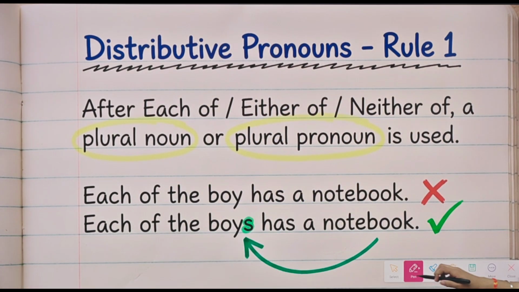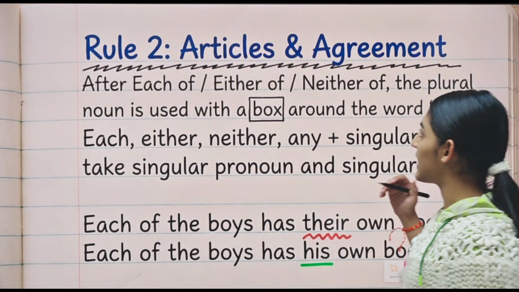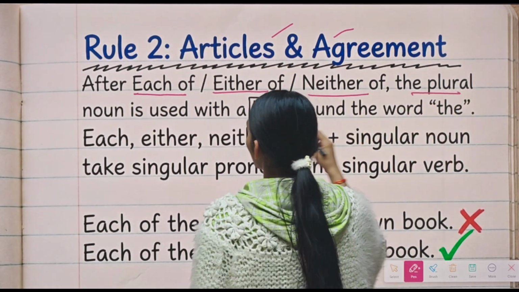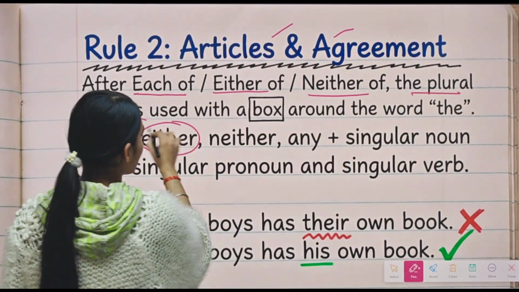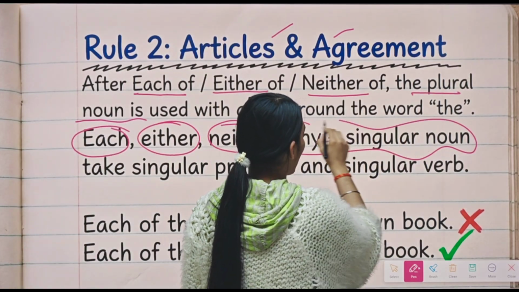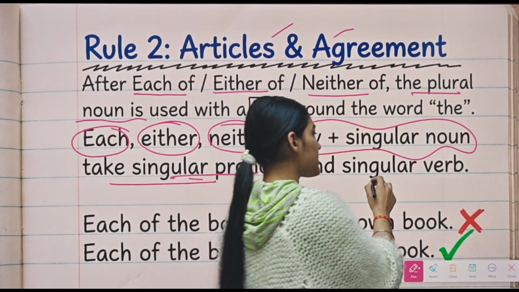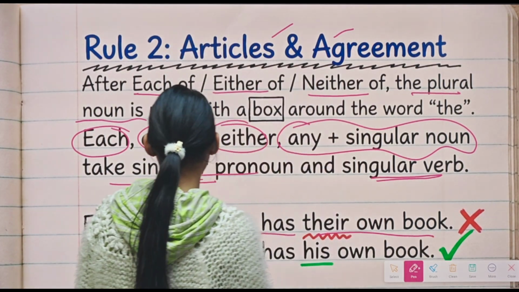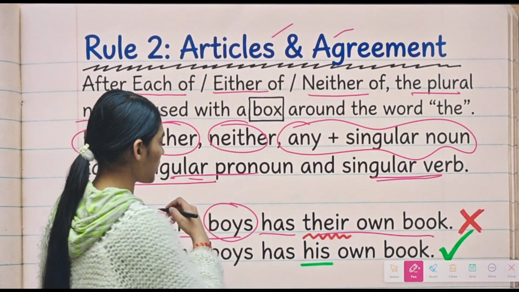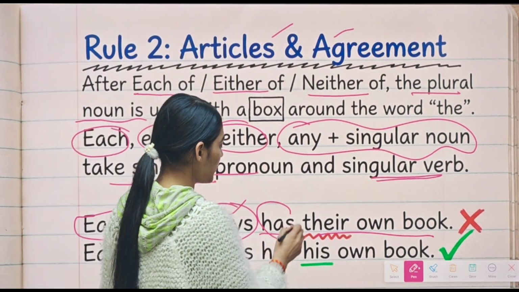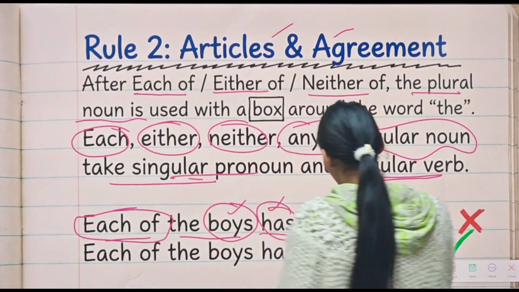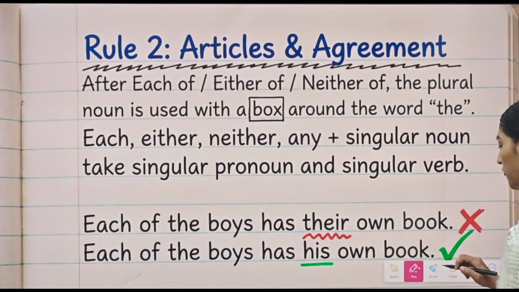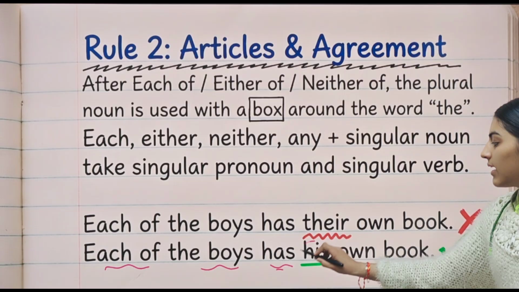Now moving on to rule number 2 that we have. Rule number 2 says article and agreement. After each of, either of, neither of, the plural noun will be used. Each, either, neither, any singular noun takes a singular pronoun and singular verb with that. Let's see the example: each of the boys has their own book. With each of, as I told you, we will use the plural form, so this is correct. The verb is also singular, which is also correct. But here 'their' has been used, which cannot be used. Along with that, we will use the singular pronoun. So the correct form is: each of the boys has his own book.